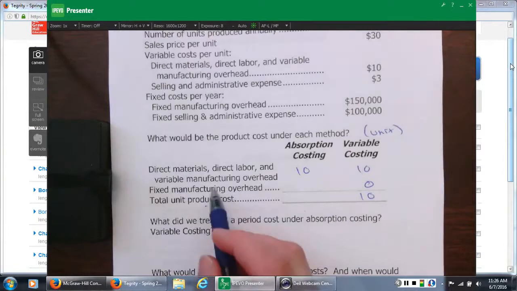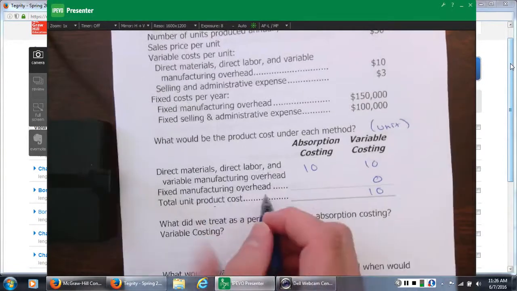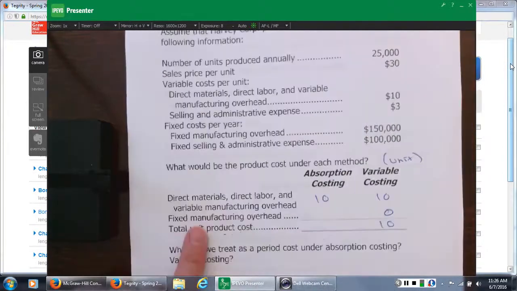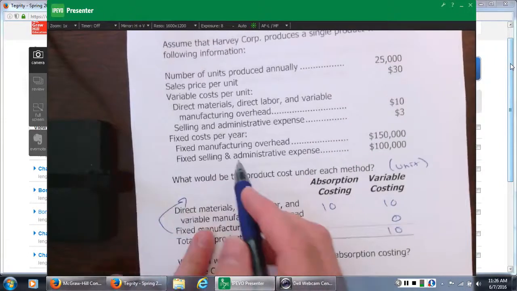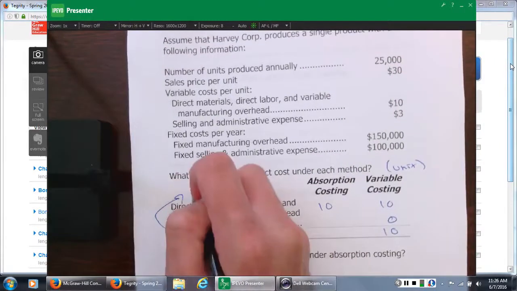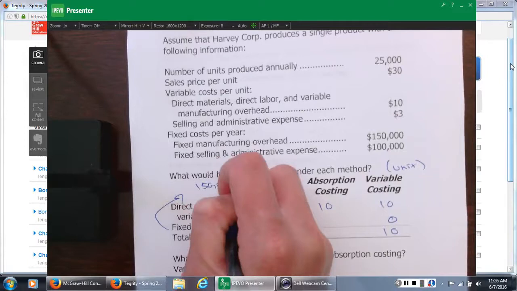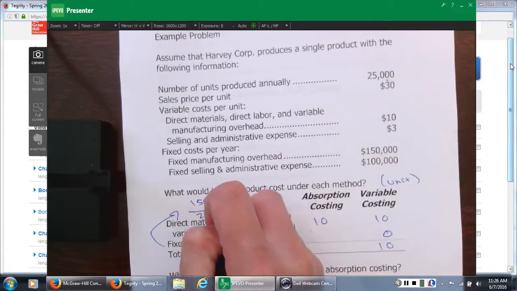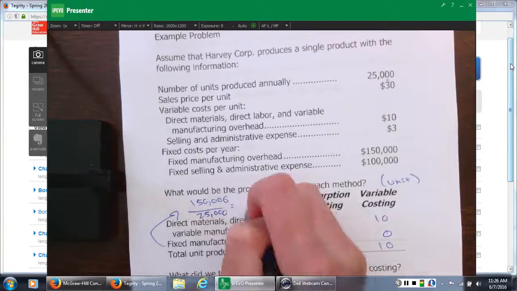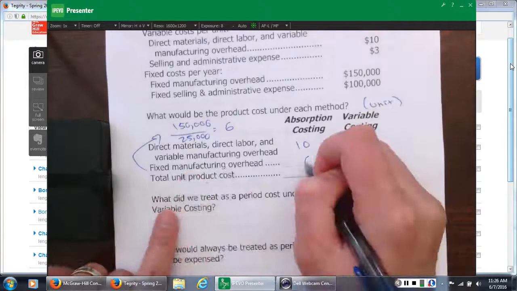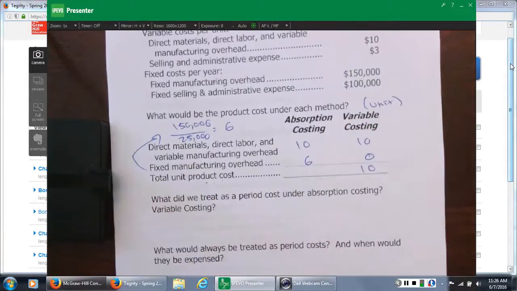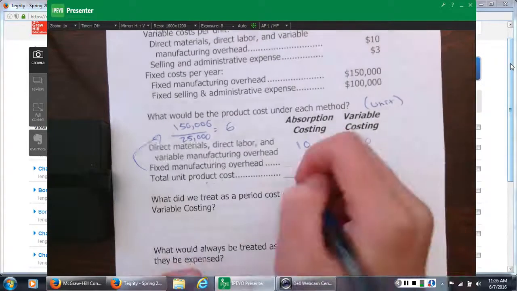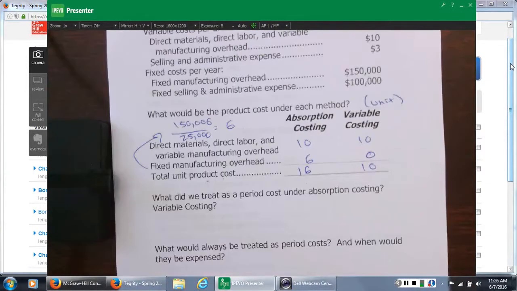Versus over here, we have our fixed manufacturing overhead per unit. So I have to put this on a unit basis. The way I'm going to do that is I'm going to take my total fixed manufacturing overhead divided by my units produced, 25,000, which gives me $6 per unit. So I'm going to put that here, because fixed manufacturing overhead is treated as a product cost under full costing. So that means our unit product cost here is $16.